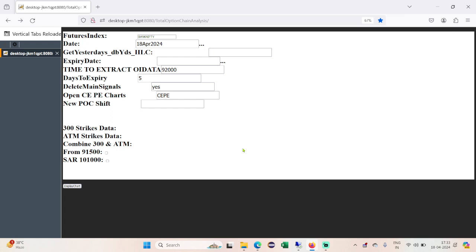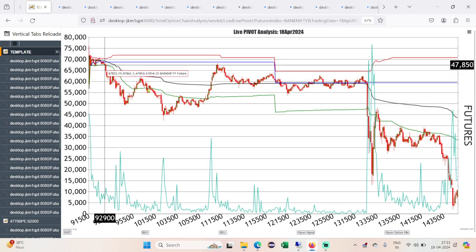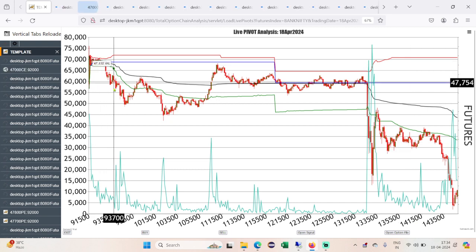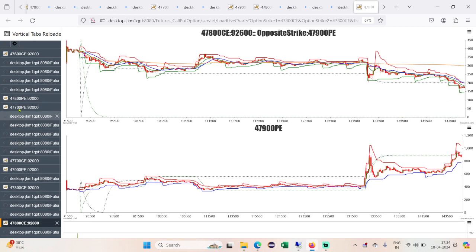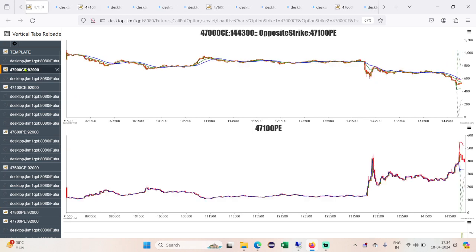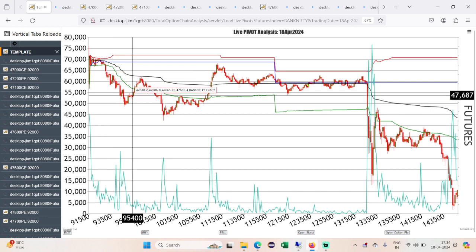Now before explaining in detail, let us see the signals that have been generated for today, that is 18th April 2024. The chart that you are looking at is the Bank Nifty futures chart. It is a 1 minute interval chart. And these are all the option strike charts that have been opened depending on the highs and the lows of the Bank Nifty futures candles.